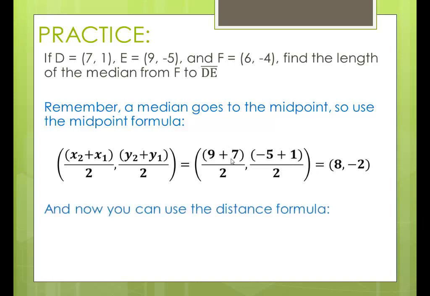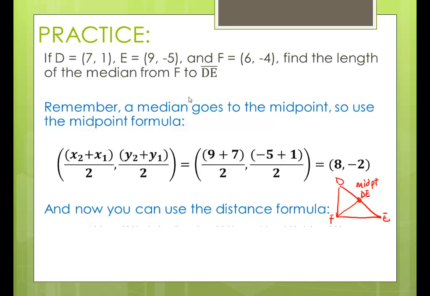And now we can use the distance formula, because remember, we're going from F to the midpoint, basically, of DE. Now, I know this might be kind of hard to visualize, so if it helps, draw yourself a diagram. Okay, so we've got a triangle, and we know that we're going from F to DE. I know this isn't where the points are, but that's just one way that you can think of it.